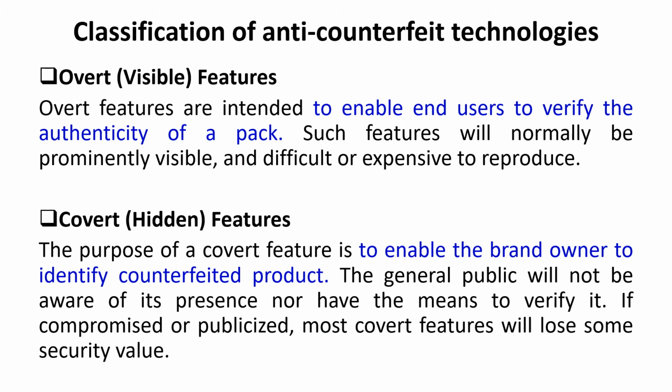Now, the different anti-counterfeit technologies can be divided into two categories. First is the overt features, also known as the visible features. As the name suggests, overt features are intended to enable end users to verify the authenticity of a pack. Such features will normally be prominently visible and difficult or expensive to reproduce. So these refer to features whereby if an end consumer has opened the product, it is quite visible. If the packing has been tampered with, it is quite visible. So it targets the consumers or end users.